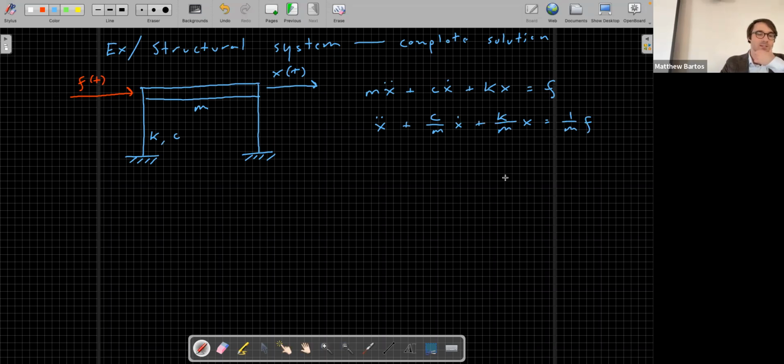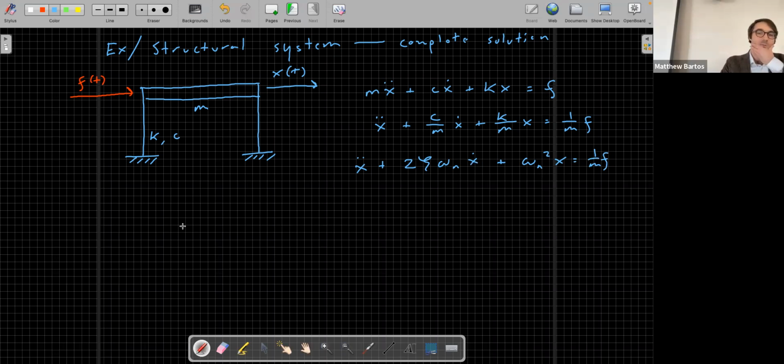Okay, so what I'm going to do is take this system and write it in a slightly different form that will make it easier to analyze later. You may have seen this in undergraduate differential equations, but I'm going to redefine it as follows: x double dot plus 2 zeta omega n times x dot plus omega n squared x is equal to 1 over m times F.